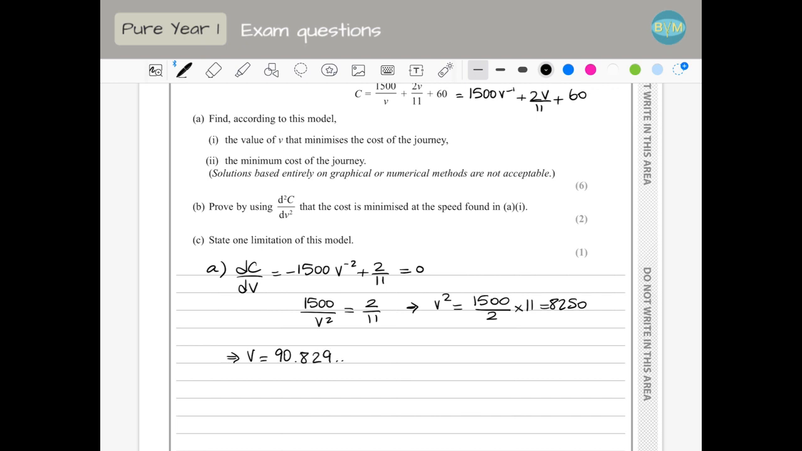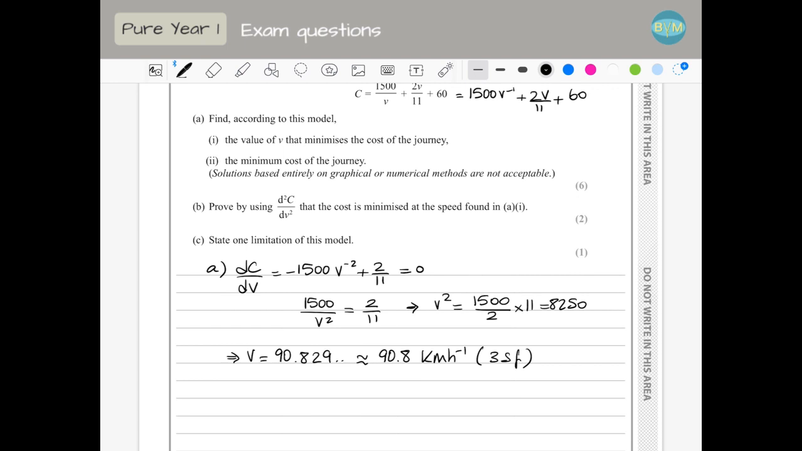So that means that v, when I do the square root of that value, is 90.829 kilometers per hour. So I'm going to round to 3 significant figures, for example, although for the velocity it would probably be okay to say 91 kilometers per hour. You cannot see more than that in a car. Let's say kilometers per hour to one decimal place. Oh, 3 significant figures.